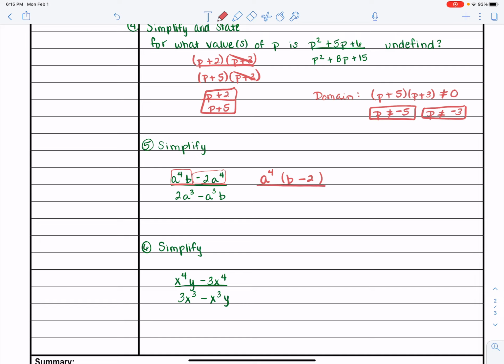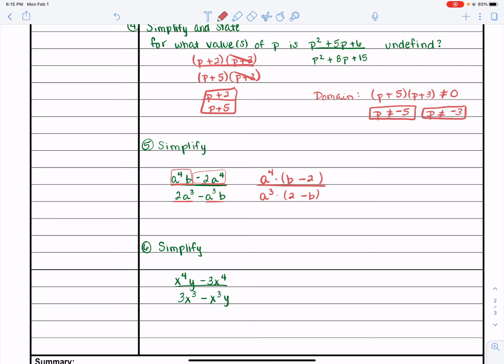On the bottom, I have 2a cubed minus a cubed b. I notice both terms have an a cubed. If I divide a cubed out of 2a cubed, I have 2. And if I divide a cubed out of negative a cubed b, I have minus b. Okay, so the first thing I notice is that I have a's being multiplied on top and bottom. So I can factor those out.